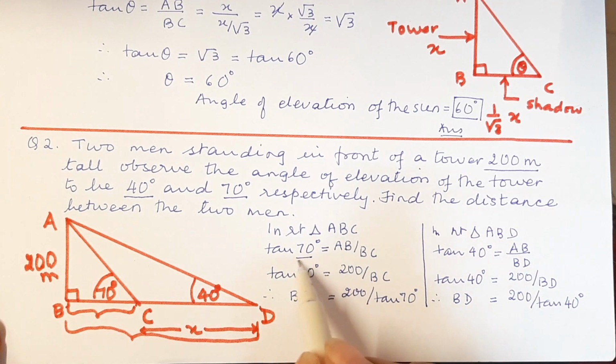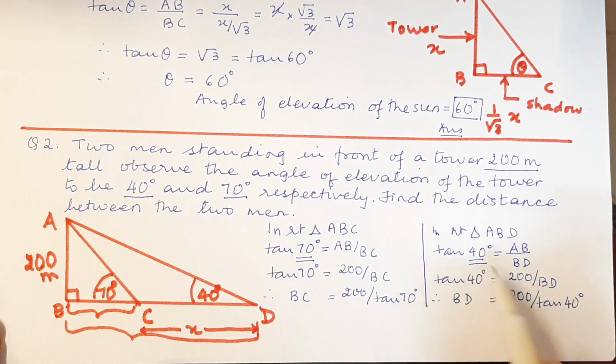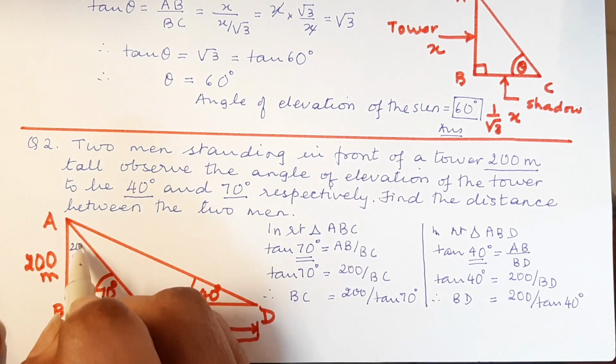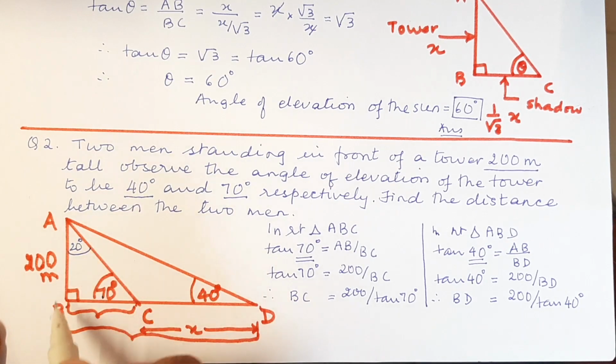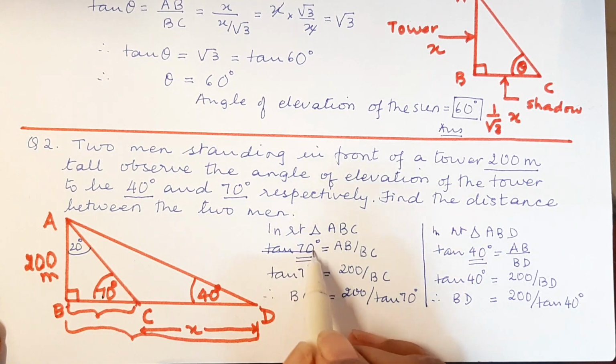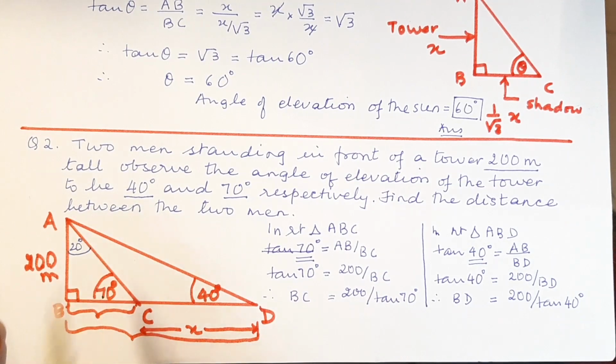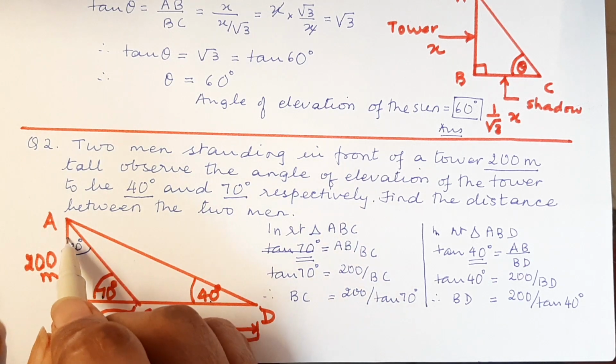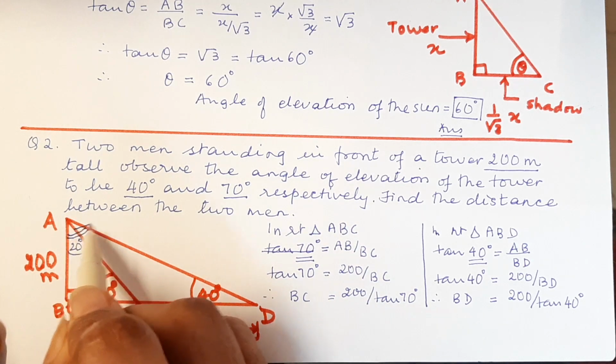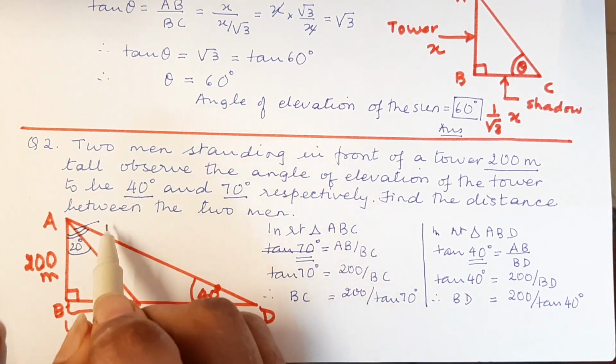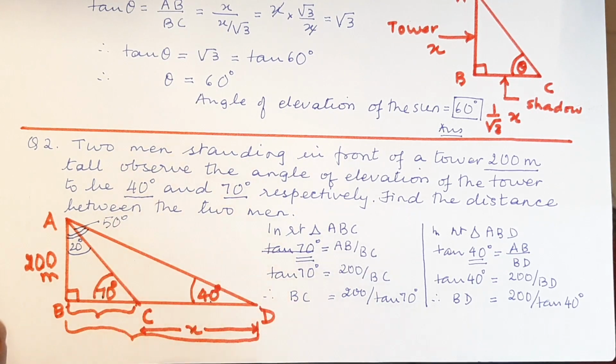We do not take tan 70 and tan 40, but instead what we do is we take the complement of 70, that is this. So in triangle ABC, we will not take tan 70, but we will take tan 20. In ABD triangle, we will not take 40, but we will take the complement of it, which is going to be 90 minus 40, which is 50 degrees. So let us see how we proceed with that.